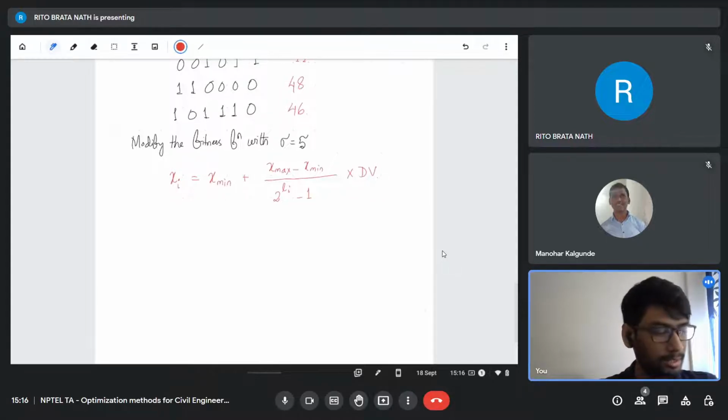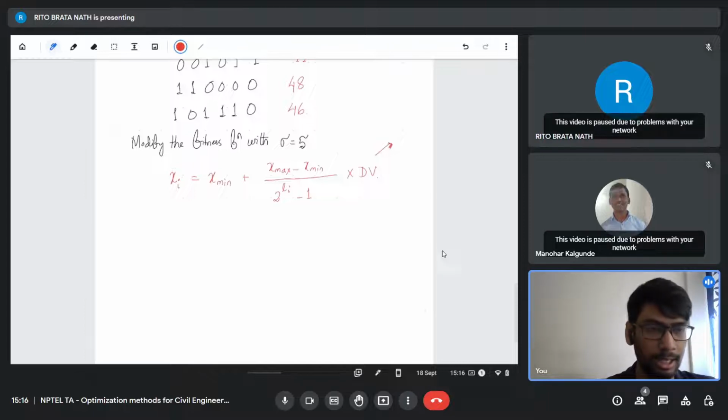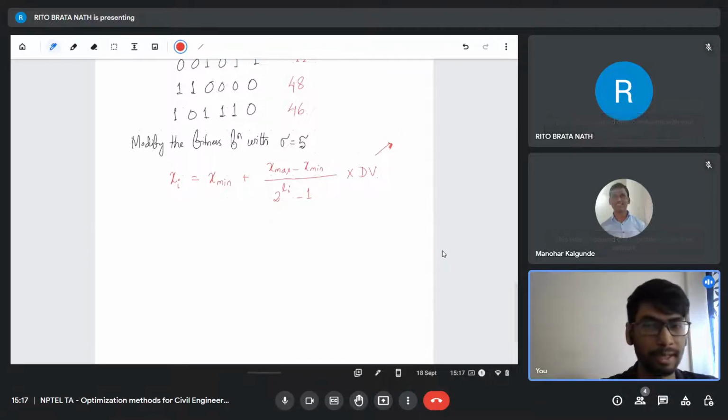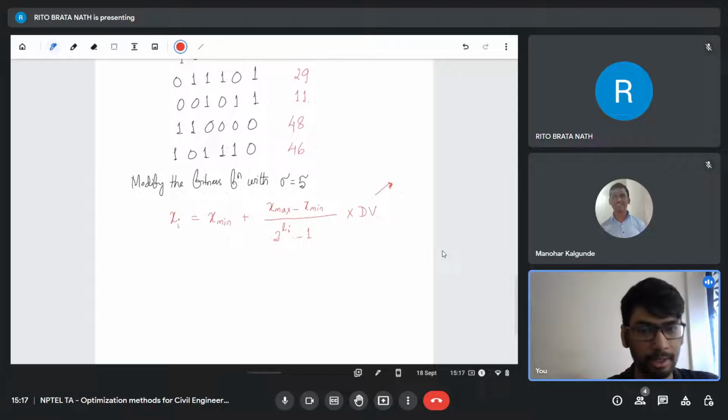The reason is that the maximum value this decoded value can take is 2 to the power li minus 1, if we are dealing with a string of length li. Then these two terms will cancel out and you will be left with an upper bound of x max. And the smallest value this decoded value can take is 0, if all of those binary bits are 0. In that case, the minimum value that you are left with is x min. So that's the lower bound. So this is how we can convert it. It's pretty simple to understand as well.